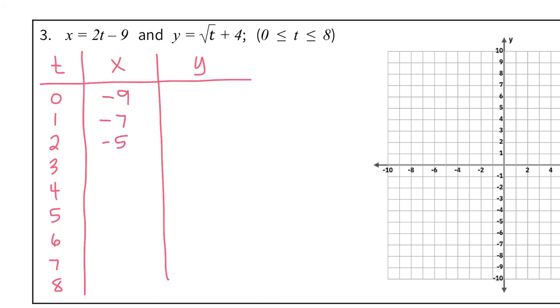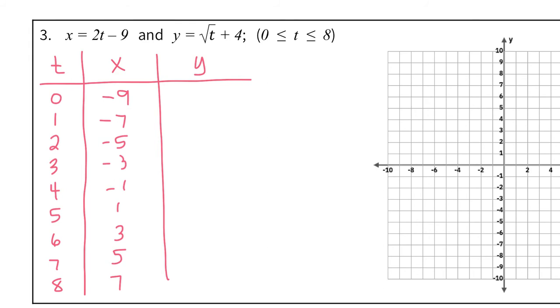Plugging in 3, then negative 3, negative 1, then positive 1, 3, 5, 7.